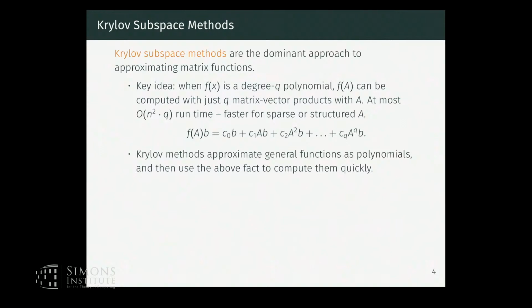So why can I do this? f of A times b is just some coefficient times b plus some coefficient times Ab, A squared b, etc.